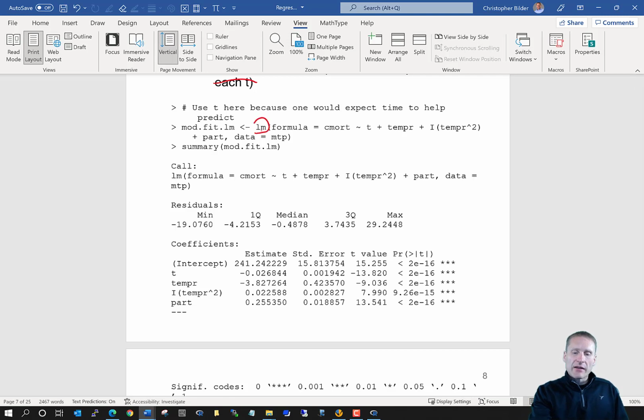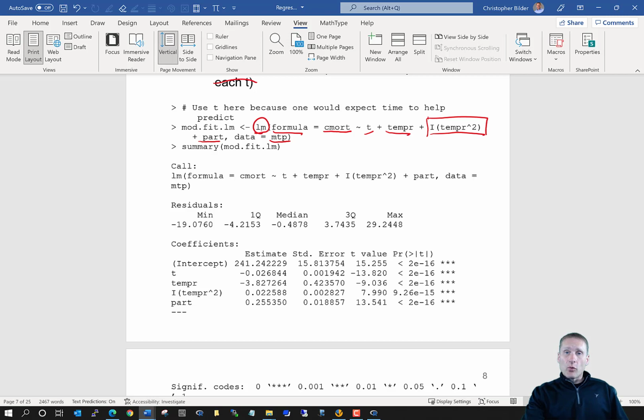And so what we're going to do is estimate a regular old regression model and see where that takes us. So I'm going to use the lm function to actually estimate the model. Formula tells R what the corresponding model is. Here's my dependent variable cmort. Tilde, there's the t, the temperature, plus a temperature squared, plus particulates. There's my data frame mtp. Now, depending upon if you've used regression, if you've used R for regression, you may not be familiar with how I get temperature squared in the model.